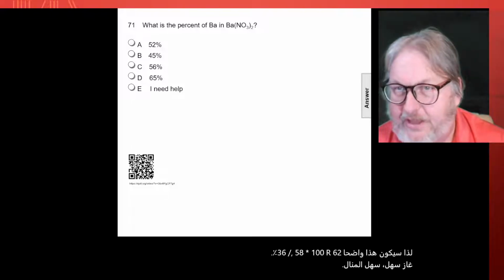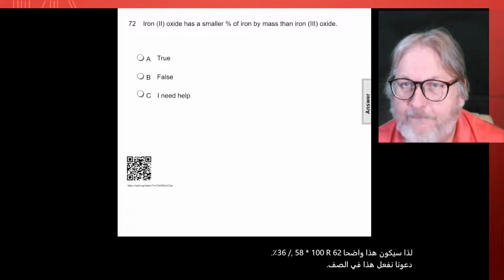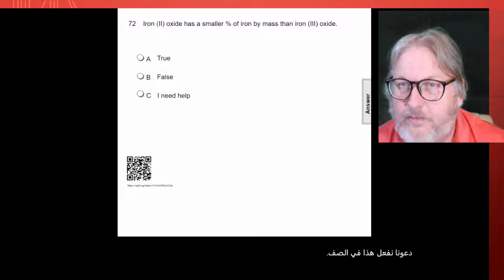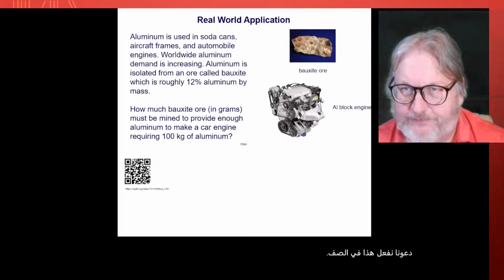Let's do this in class. You're going to have to know the formulas. We'll do those in class.